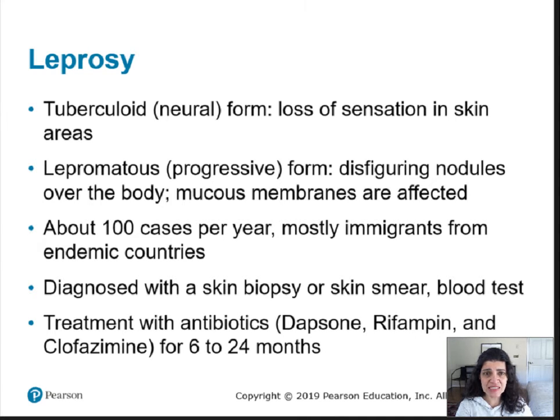This disease is diagnosed with a skin biopsy or skin smear and blood test, and can be treated with antibiotics. Around 100 cases per year, mostly immigrants from endemic countries. It can also cause, I didn't say, loss of eyebrow and nose disfigurement.